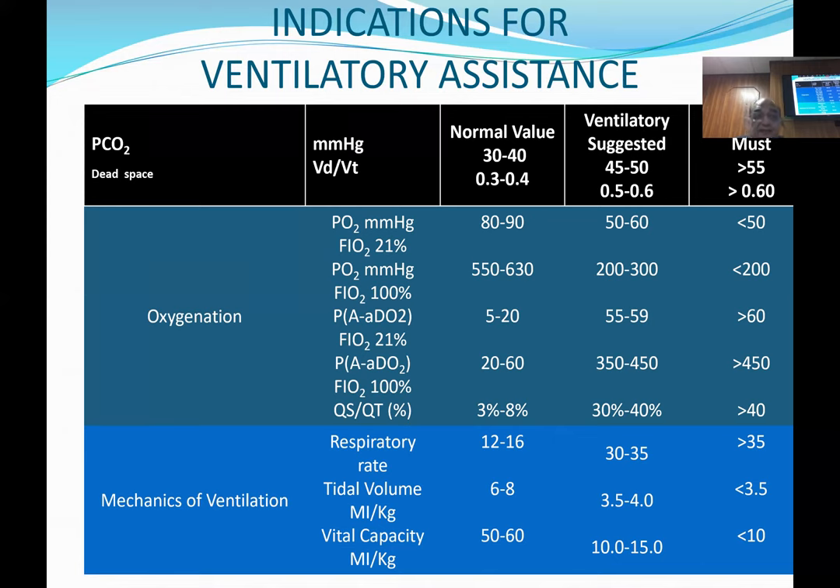This is Arnakar. Then tidal volume, milliliter per kilogram, normally 6 to 8. When it goes down to 3.5 to 4, we start thinking, when it is less than 3.5, then we definitely put them on ventilator. Vital capacity, normally is 50 to 60 milliliter per kilogram. And if it goes down to 10 to 15, we start thinking, when it is less than 10, we definitely put them on a ventilator, right? Yeah, just to guide you. Then in individual patients, there is a little bit of variation.